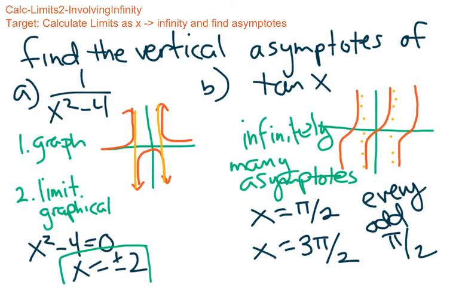Okay, so that is it as far as calculating limits as x approaches infinity and finding horizontal and vertical asymptotes. We took a look at four different types of functions, and really the main theme throughout all these is that you would graph them, you would find limits graphically, and then you could do whatever algebraic processes will help support that and go back and forth between the two.